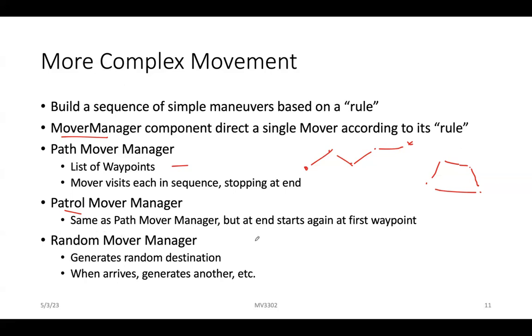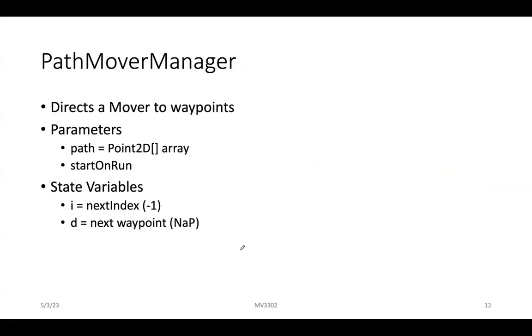And then this is mostly useful for the random mover manager, which is one where we don't have a preset sequence of paths, but at each point we generate a random destination and we say go there, and then when it gets there we generate another one, et cetera, et cetera.